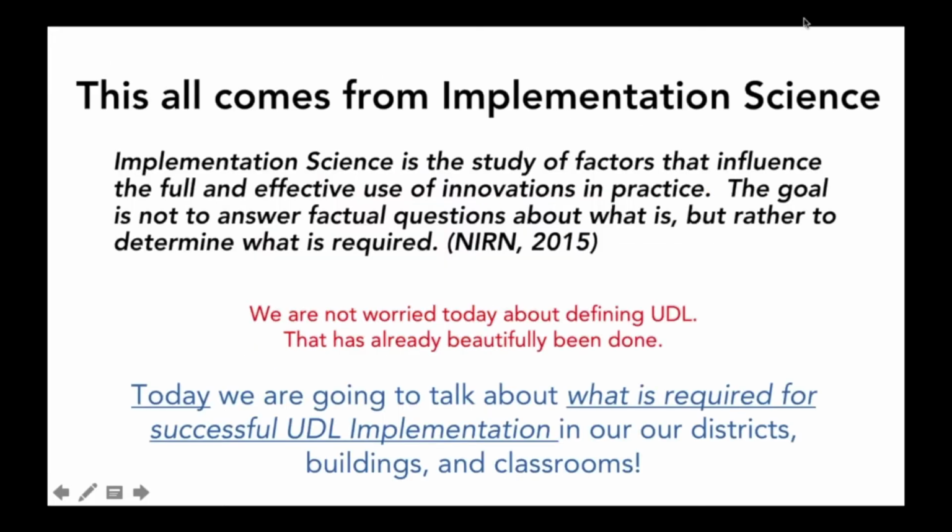And I just want to say before we continue that this all comes from implementation science. Implementation science is the study of factors that influence the full and effective use of innovations in practice. The goal is not to answer factual questions about what it is, but rather to determine what is required. And so I just want to put this out there. UDL has been defined, and it's been defined beautifully. There's lots of research and there's lots of resources describing what UDL is. Today, we're really going to talk about what is required for successful UDL implementation.